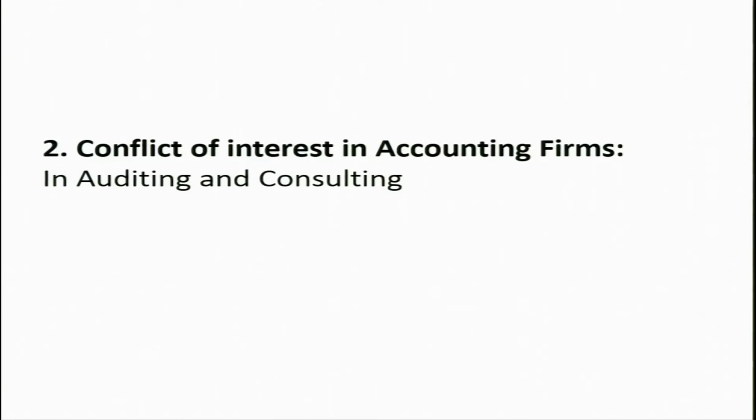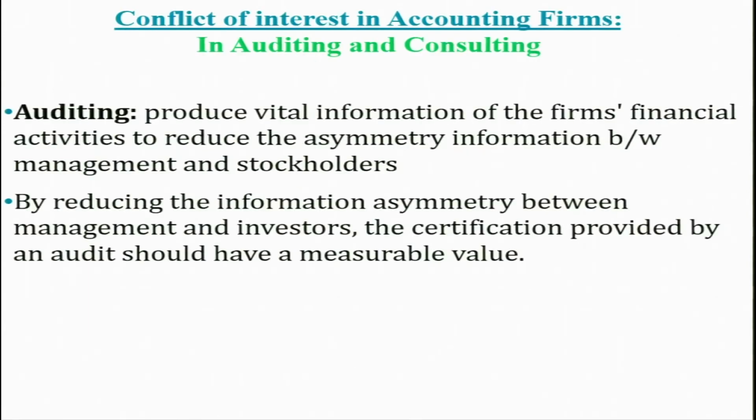Let us now move to another area of conflict of interest in the financial sector, that is, the conflict of interest in accounting firms, that means in auditing and consulting. You know that auditing produces vital information on the firm's financial activities to reduce the information asymmetry between management and stockholders. By reducing the information asymmetry between the management and the investors, the certification provided by an audit should have a measurable value.